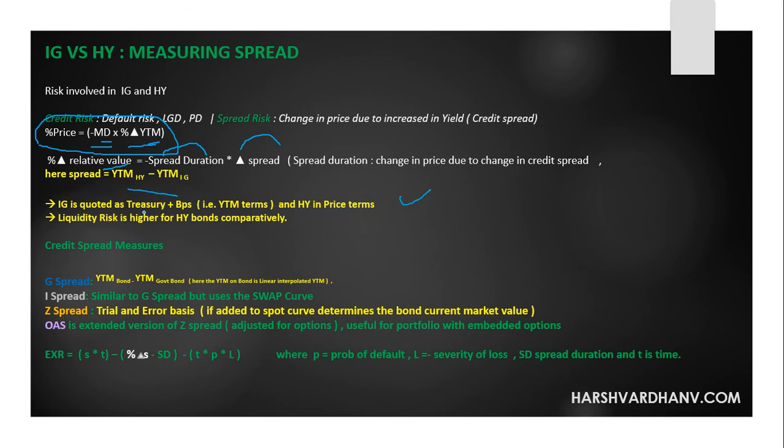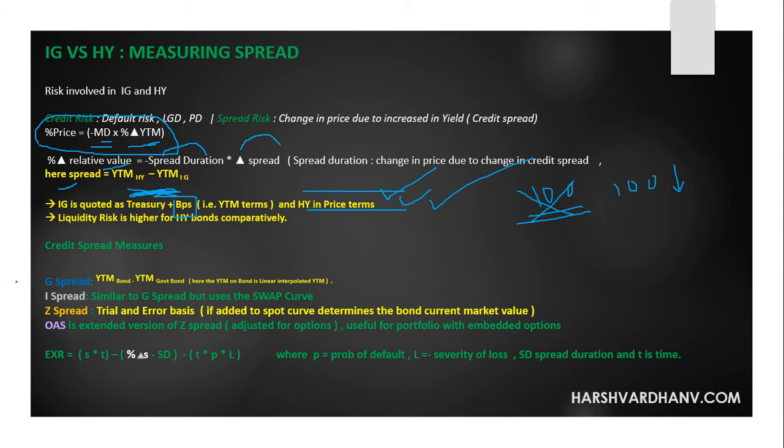IG is quoted as treasury plus bips. Why? Because treasury is the risk-free rate, so some percentage of credit risk over the treasury rate. So IG is quoted in treasury plus basis points, and usually high yield is quoted in price because it's mostly below 100, given that the yield is very high, and it is easier to comprehend. The bond price is below 100 and high yield is generally quoted in price terms.